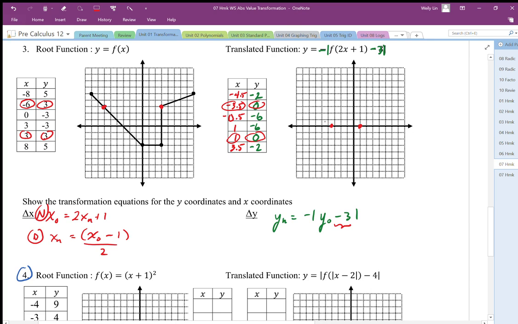-4.5, -2 is going to be down here. -0.5, -6, so 3, 4, 5, 6, so right there. 1, -6 is going to be right there. 3.5, -2 is going to be right there.